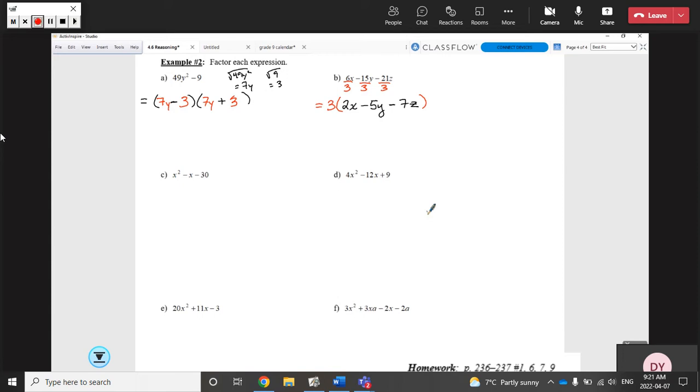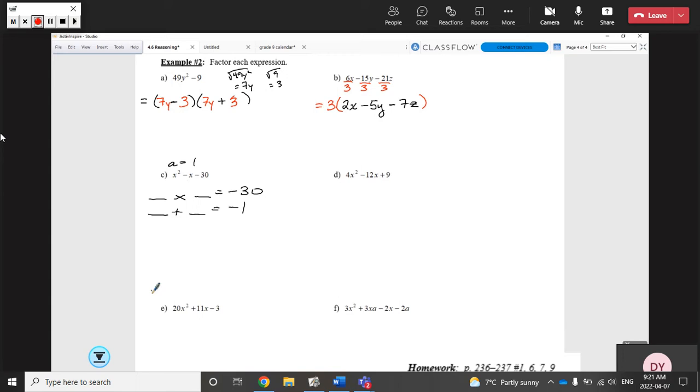Good. Next one here, we mentioned this one was simple. So we're looking for the a value equals 1. We love that. Two numbers that multiply to negative 30 and the same numbers add to negative 1. Right? They multiply to the c value and add to the b value. And what might these numbers be?